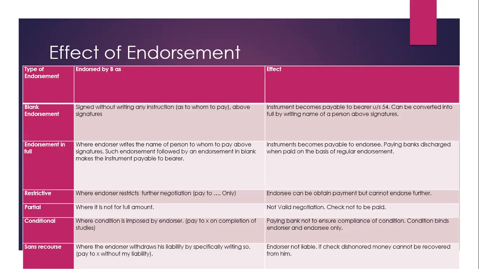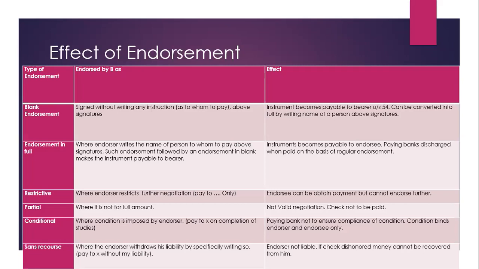Conditional: when a condition is imposed, the paying bank is not required to ensure compliance with the condition, which binds the endorser and endorsee only. So there is no liability on the bank to see whether the condition, or condition precedent, is completed or not. It is absolute. Then sans recourse: the meaning is when the endorser withdraws his liability by specifically saying so. It means the endorser is not liable if the cheque is dishonored; it cannot be recovered from him.